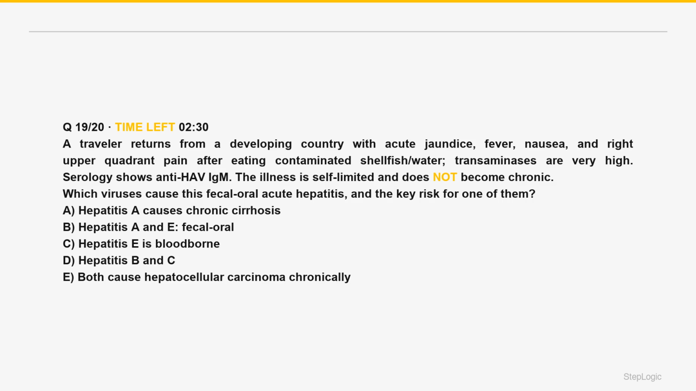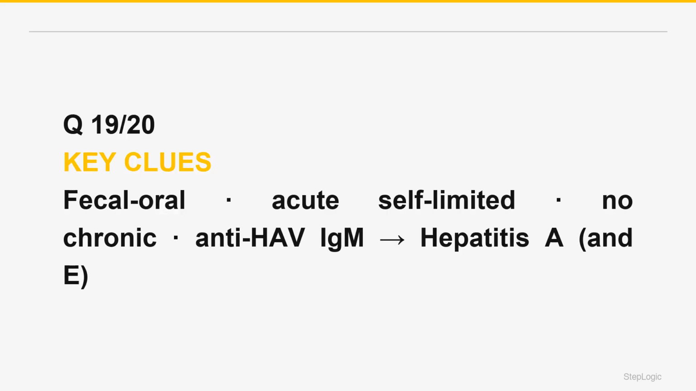Read the command. Which viruses cause fecal-oral acute hepatitis, plus key risk? Anti-HAV IgM, fecal-oral, self-limited, no chronic: hepatitis A and E. Hep E is dangerous in pregnancy. This is acute viral hepatitis caused by hepatitis A and the analogous hepatitis E.